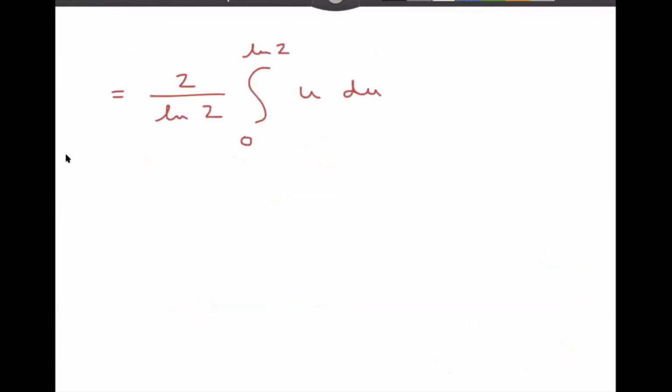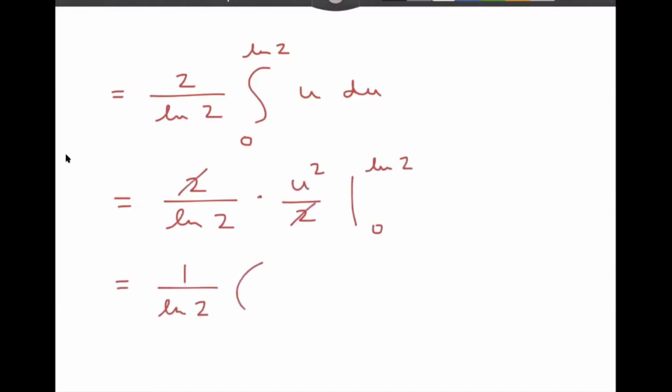What is the integral of u du? Well, that's backwards power rule, right? That's u squared over 2. Plug in natural log 2, plug in 0. We can get rid of these 2's. So we're going to have 1 over natural log 2, and then we're going to have a natural log 2 squared minus 0. And we can do this natural log 2 with one of these natural log 2's, and the final answer just comes out to be natural log 2. Isn't that nice?